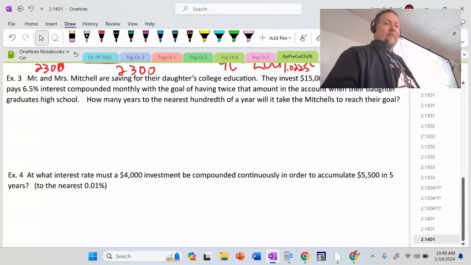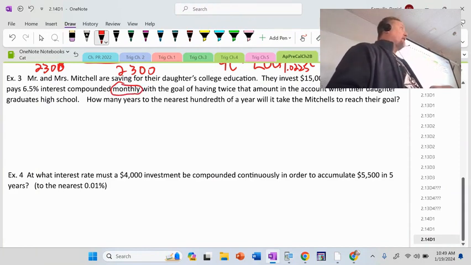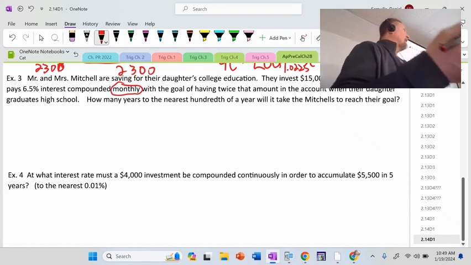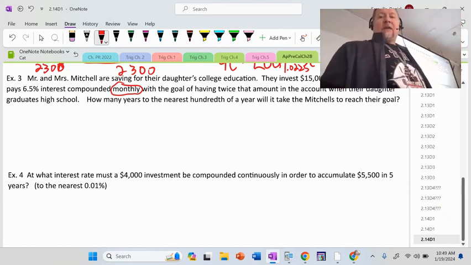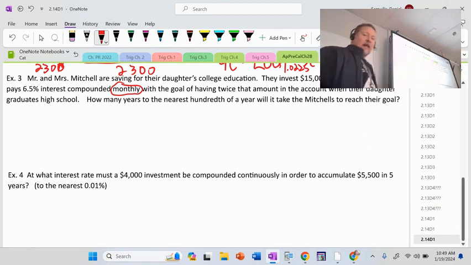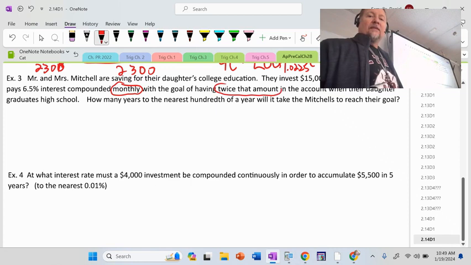Compounded monthly. N or E? Still N. What's N? Monthly. 12. Okay, so they invest 15,000 at 6.5% interest to have twice the amount that they used to have.